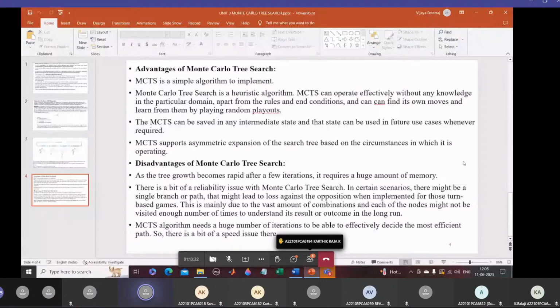It can also learn from the selling. Intermediate states can be saved, so that they can be used in the future when it is launched. And it always supports asymmetric expansion. It's not that celebrities and sportsmen have to expand their brand only at a specific time. Anytime it could be expanded, and they can earn money easily based on the circumstances, through product marketing.